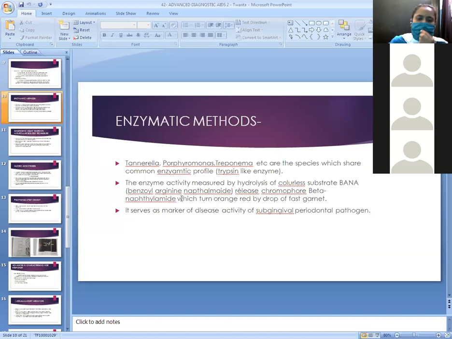The chair side diagnostic kit for this is Evalusite. Keep in mind, it is there in the book. Still, keep that thing in mind. Evalusite is a chair side diagnostic kit.